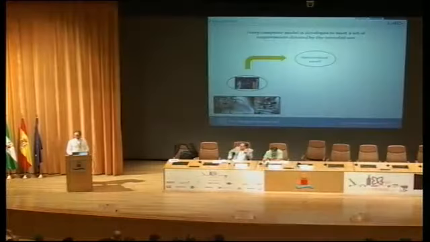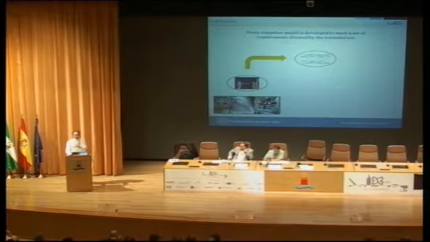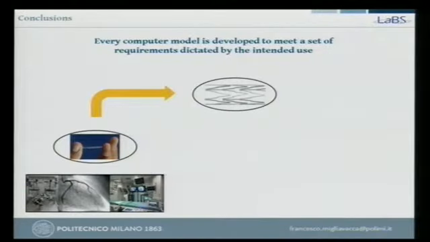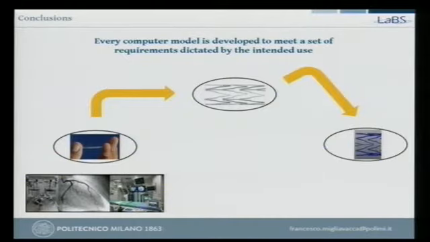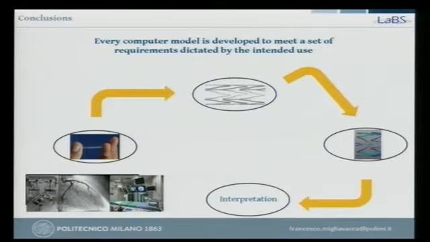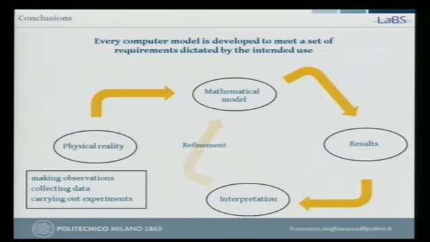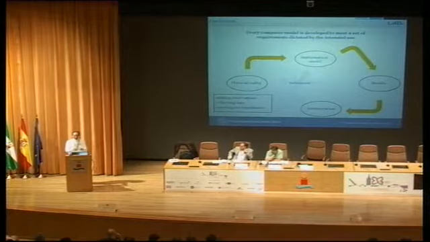So we start from the physical reality. We make observations, we collect data, we go into the catheterization room, so we have all our data, and we build our mathematical model. We can write an equation, or we can have a three-dimensional model, but this is the same thing. We run our simulation, we have our results, and we make an interpretation of our results. And if we are not happy, we go back. We try to refine, and so we make a loop.